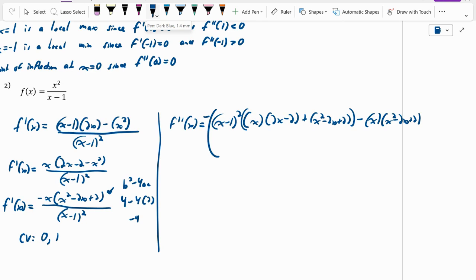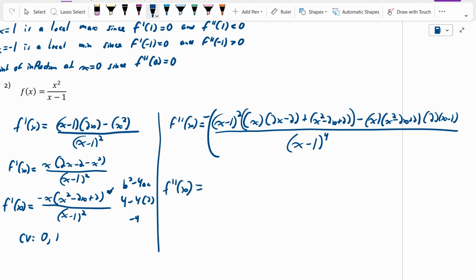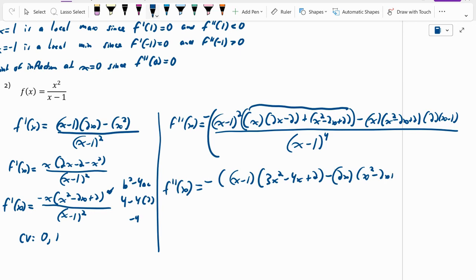Sorry, that was a product rule. I lost track for a second of what I was doing. So low d high minus high d low would be a 2, then an x minus 1 to the first power, all over low, x minus 1 to the fourth. So if I pull an x minus 1 out of that whole thing, I get a negative. There's actually a bigger set of parentheses that goes around this. Let's multiply this whole thing out. So 2x squared plus x squared is 3x squared, minus 2x minus 2x is minus 4x, plus 2, and I have minus x, then a 2x, then an x squared minus 2x plus 2, and all over an x minus 1 to the third power.